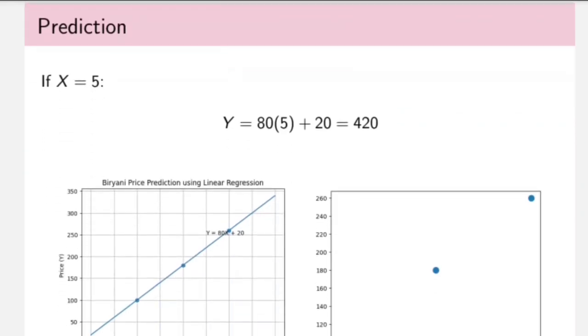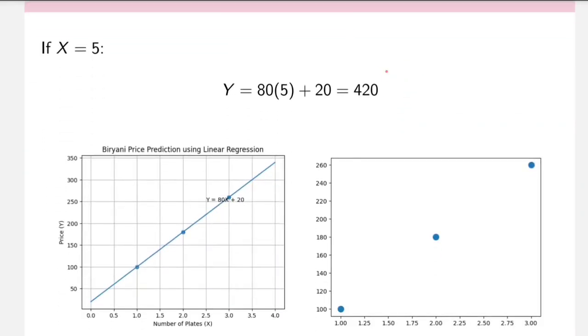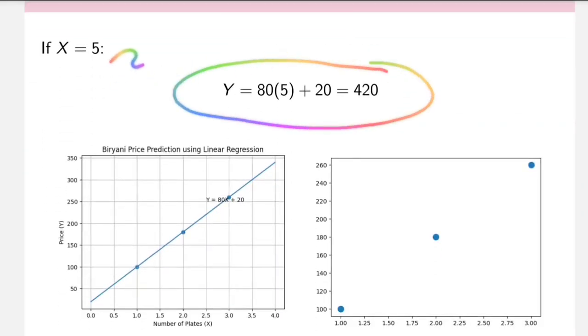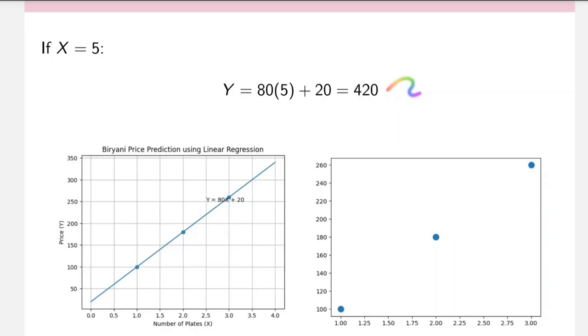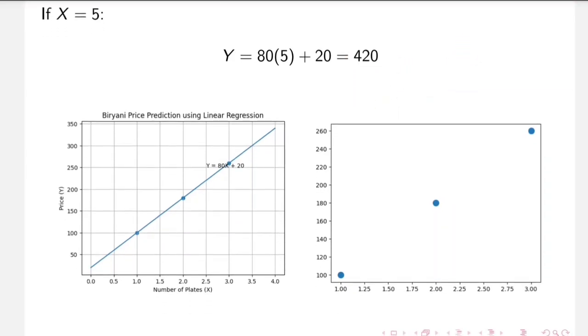Now if I want the price for 5 plates of biryani, this is what the price is. If you draw the linear regression as a straight line, this is where the points intersect, and this is how my straight line, my graph, looks like. You can see the points that I have given here.